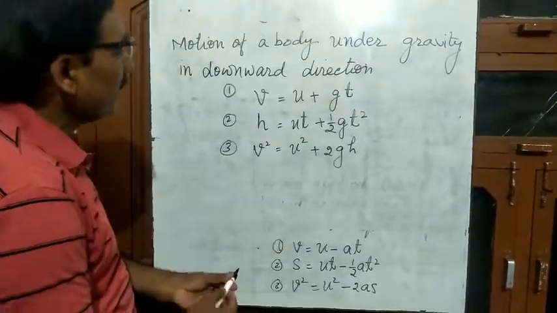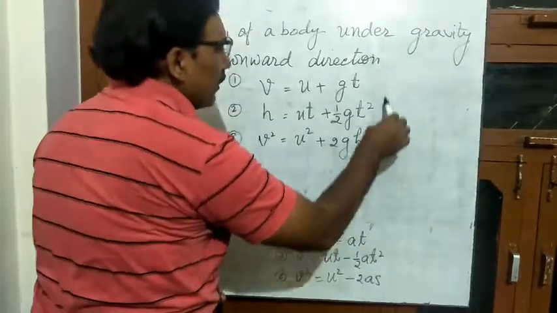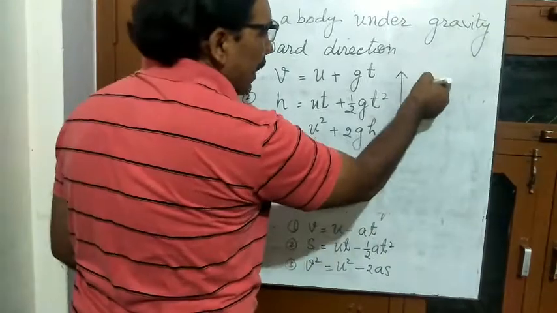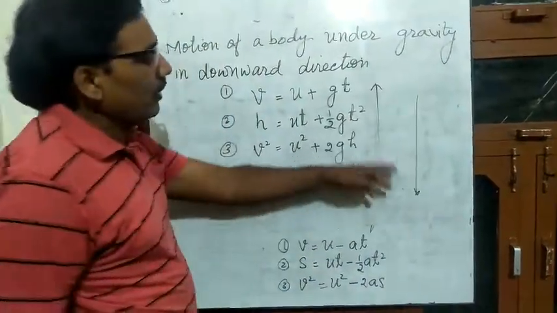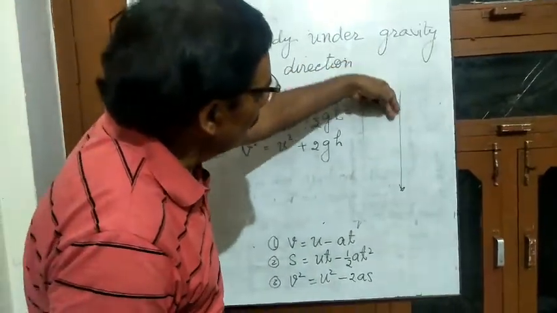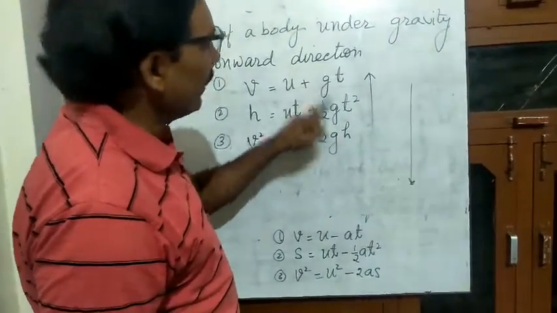If suppose the body is thrown upward, the body is going up, but the acceleration due to gravity is always acting downward. So here, the body is going upward and acceleration due to gravity is acting downward. So the sign here will be negative.